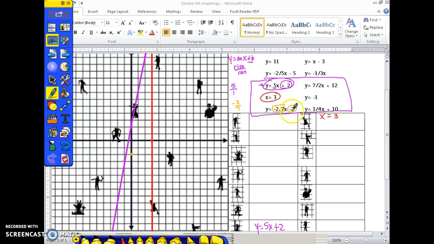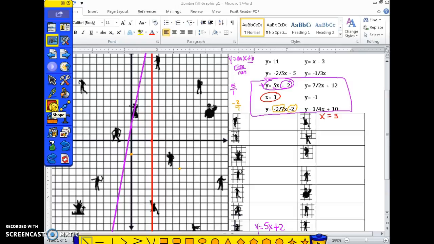So when I plot my y-intercept, I went down 2, put a point, and now my slope says -2, so I'm going down 2. The denominator says to the right 7. 1, 2, 3, 4, 5, 6, 7. I put a point, and then you line it up with your ruler, and you will graph that line all the way through this graph.